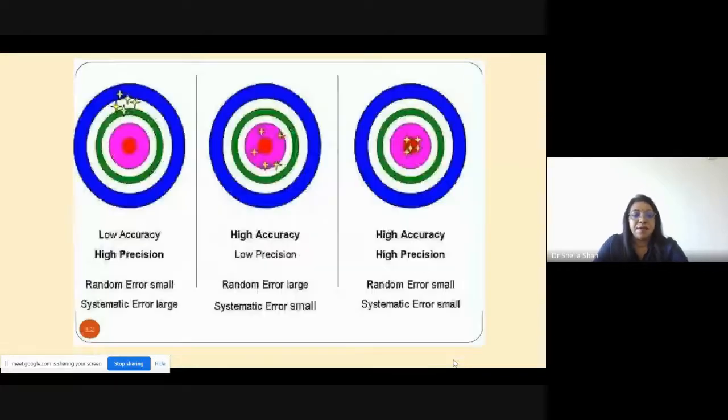So these are the errors that you can see. The study you do might have low accuracy but high precision, so the random error is small but the systematic error is large. Or high accuracy and low precision, where the random error is large but the systematic error is small. Or you have high accuracy and high precision. You see the picture there, you aim at the correct place and are very accurate. So we want our study to have small random error and small systematic error.